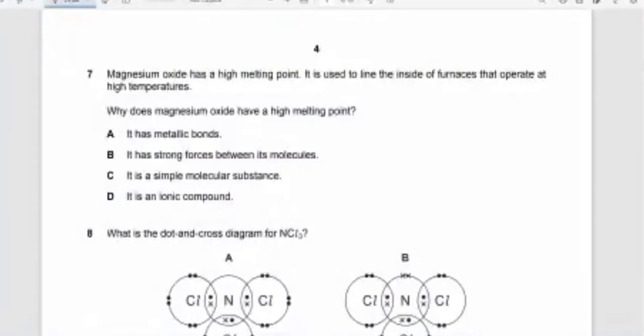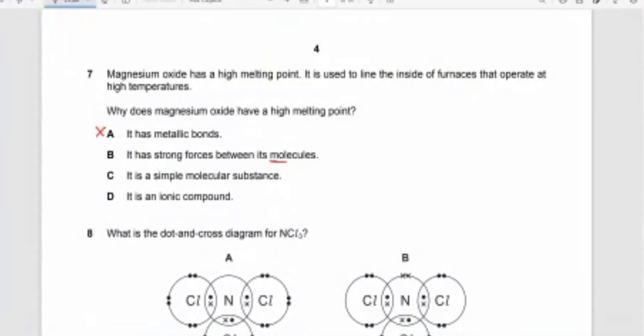Magnesium oxide has a high melting point. It is used to line the inside of furnaces that operate at high temperature. So why does magnesium oxide have a high melting point? Definitely it has, because it has a melting point. No. It has metallic bonds. Sorry, no, it doesn't have that. It has strong forces between its molecules.